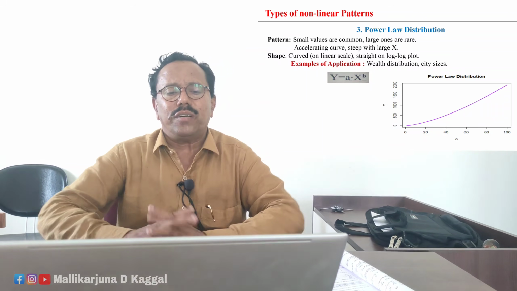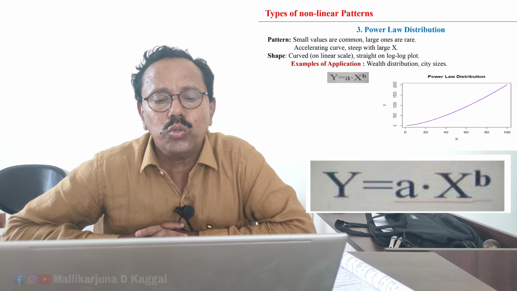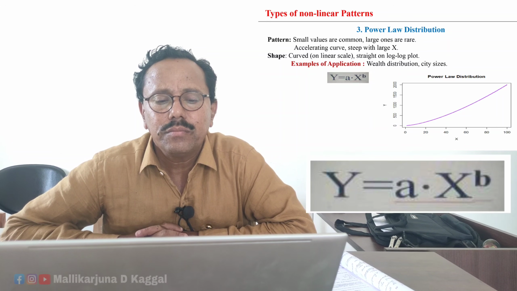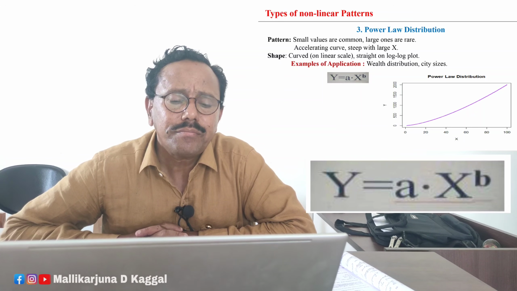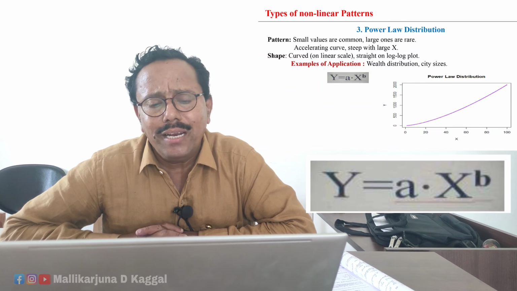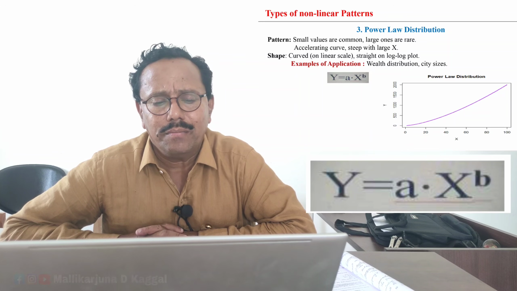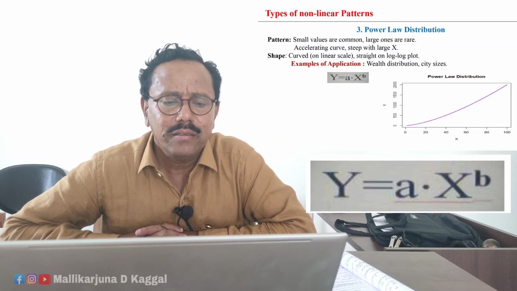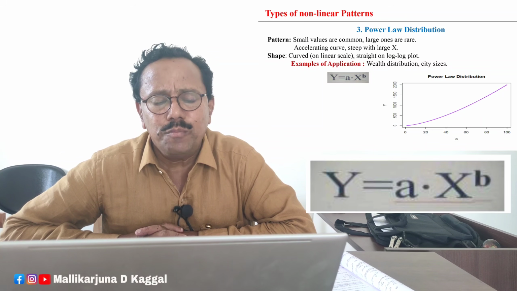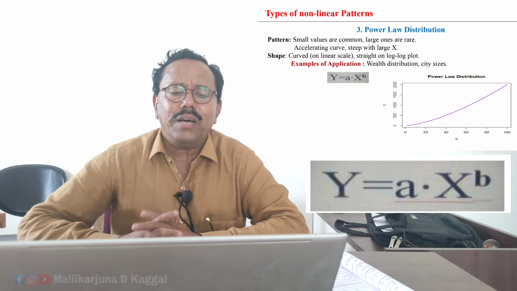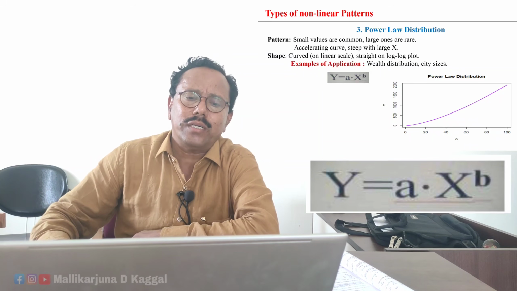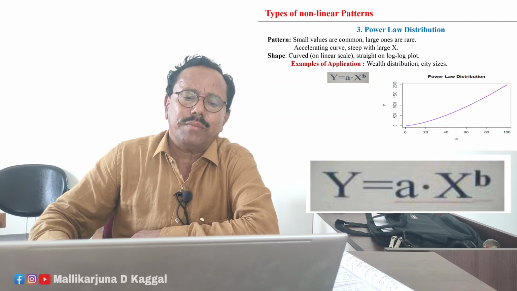The mathematical equation of this is y is equal to a into x to the power of b. Here there is no additive model, it is a product model. The multiplication is there, and b has become the power of x. Now the power of x has come, so this is another pattern we come across.